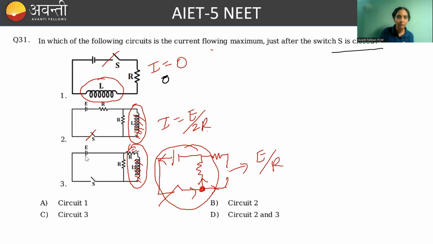So the current flowing is maximum in which case? In circuit 3. So the correct answer will be C.